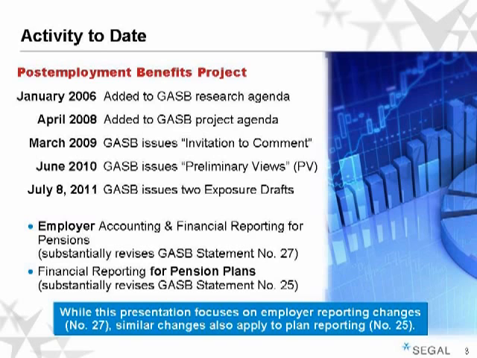And there are 2. Those of you familiar with governmental accounting for pensions are aware that there are really 2 statements you have to deal with. Employer accounting is dealt with in Statement number 27, which is substantially revised in one of the 2 exposure drafts. And then the financial reporting for the plans themselves is covered under Statement number 25. That is also being substantially revised.